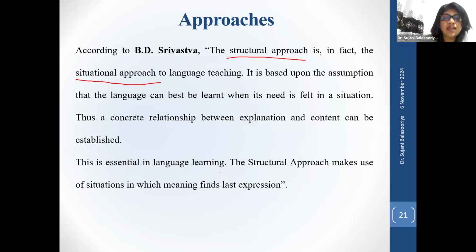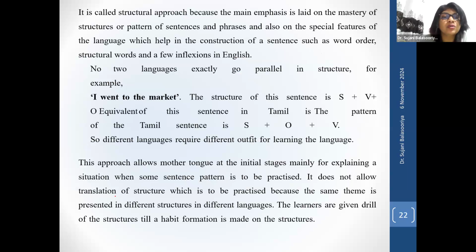This is essential in language learning, talking about the structural approach, right? It makes use of situations in which meaning finds lasting expression, right? There are some examples also to understand the structural approach. We will have a look at this part.